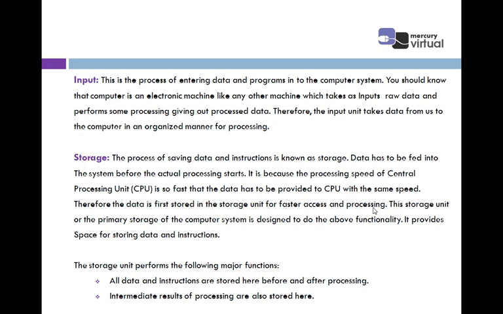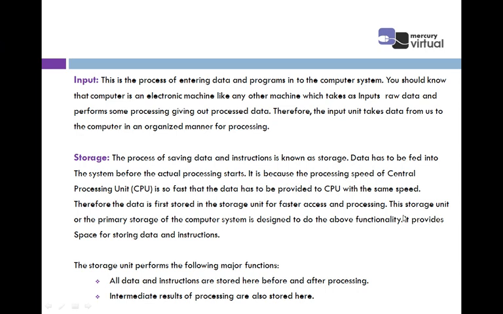As I told you, time saving is one of the main features. So faster access means how the CPU fetches from the memory in an effective way, in a time saving way, in an early manner. So this is the faster access. And processing, this storage unit or the primary storage of the computer system is designed to do the above functionality. Means all this functionality is done by the primary storage, that is also known as RAM, that is random access memory, that I will talk to you about in later slides.